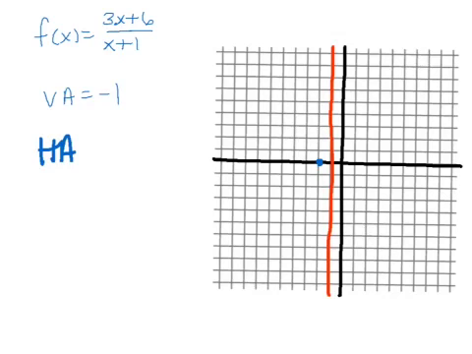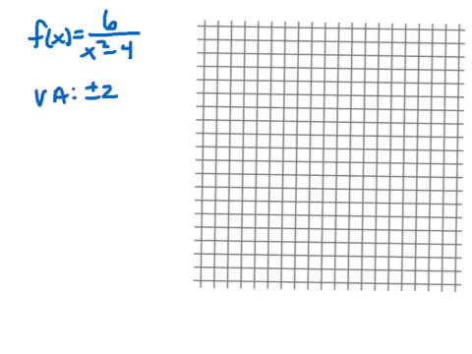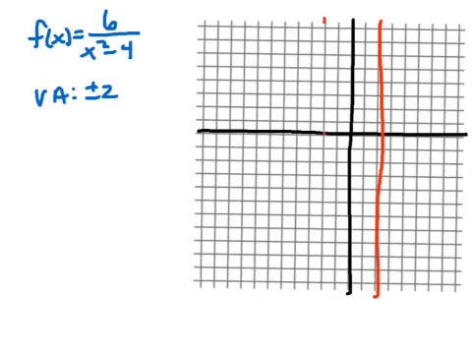Let's go and do another vertical asymptote. So if we had f of x is equal to 6 over x squared minus 4, our vertical asymptotes are plus or minus 2. So again, here's our y. Here's our x. And our vertical asymptotes are +2 and -2. And what these vertical asymptotes are telling us is that as we get closer to x, it's going closer to infinity or negative infinity.